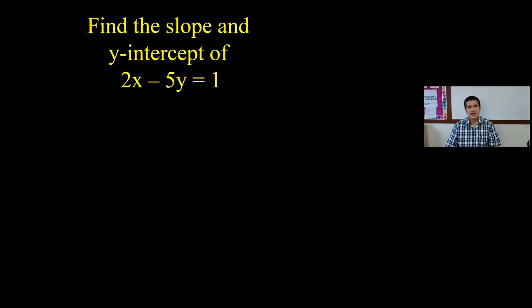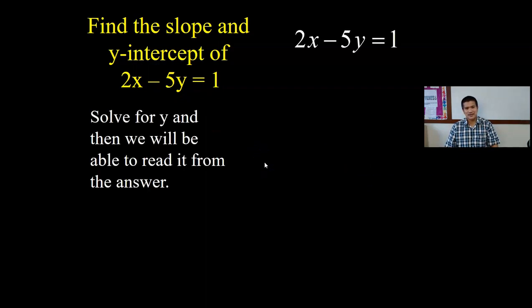Find the slope and y-intercept of 2x minus 5y equals 1. In this case, we need the value of y, so you just rewrite the equation in terms of y. So we have 2x minus 5y equals 1.